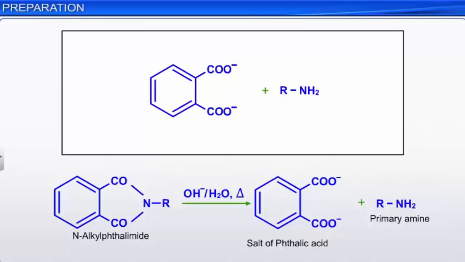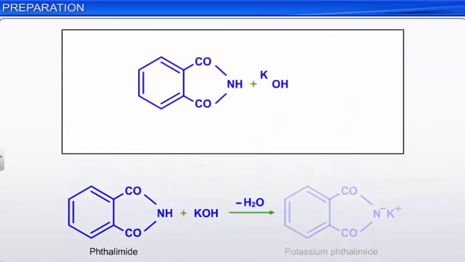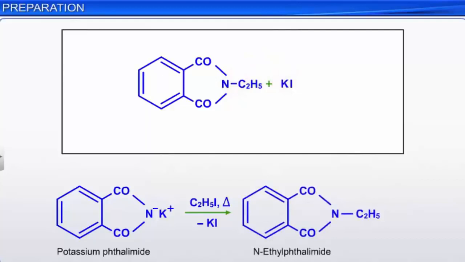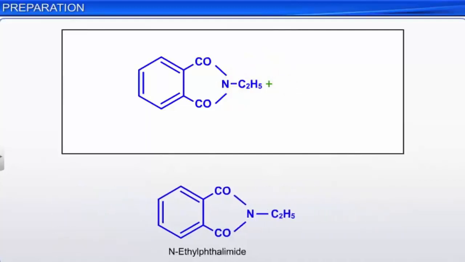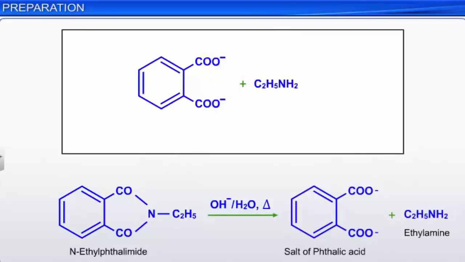For example, phthalimide on treatment with alcoholic potassium hydroxide gives potassium phthalimide. This, on heating with ethyl iodide, gives N-ethyl phthalimide. The alkaline hydrolysis of N-ethyl phthalimide gives ethylamine and phthalic acid.